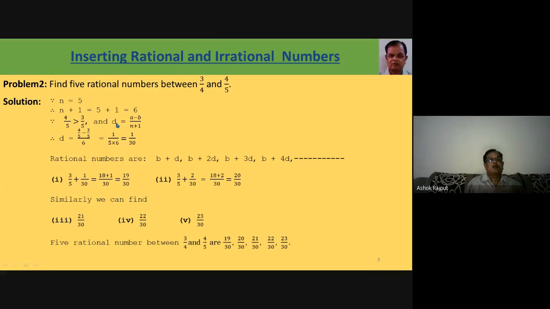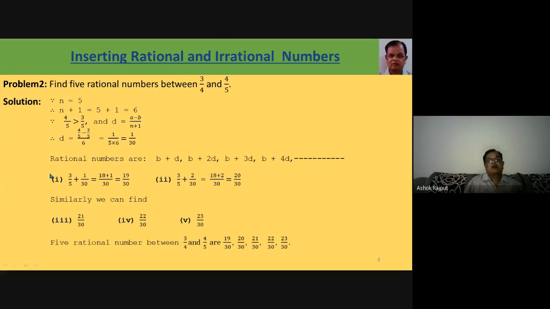Then we find the difference using the formula as it is written here, a minus b by n plus 1. Then d is (4 by 5 minus 3 by 5) by 6. The difference of 4 by 5 and 3 by 5 is 1 by 5, and 6 as written in the denominator, it will be 1 by 30. 5 sixes are 30.